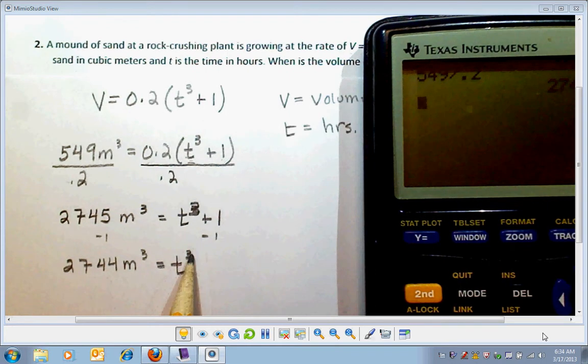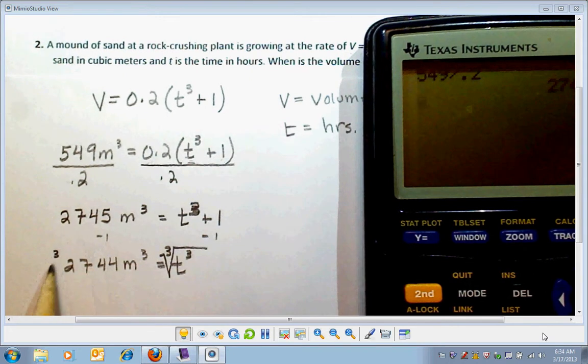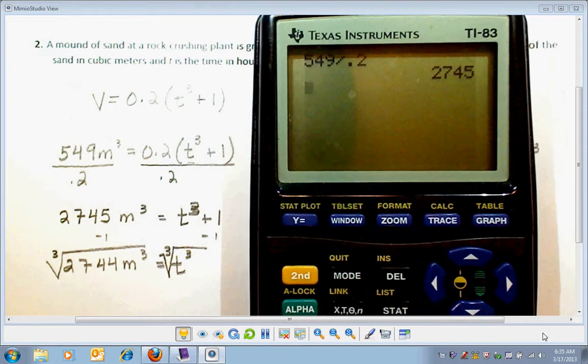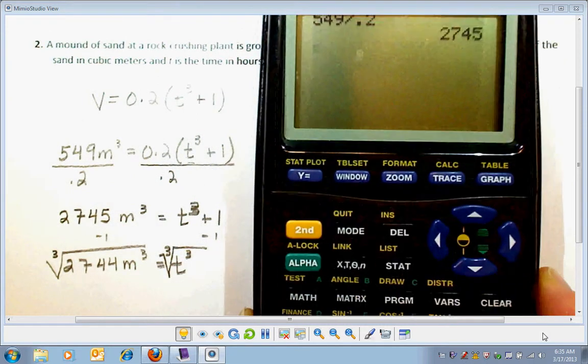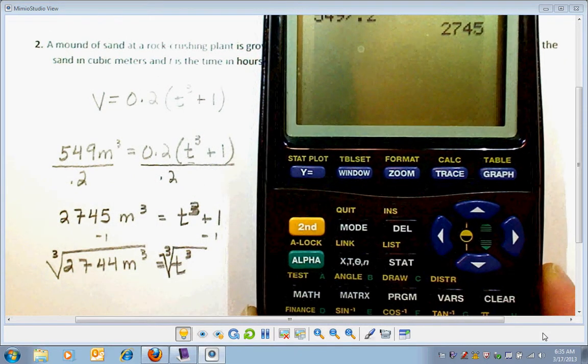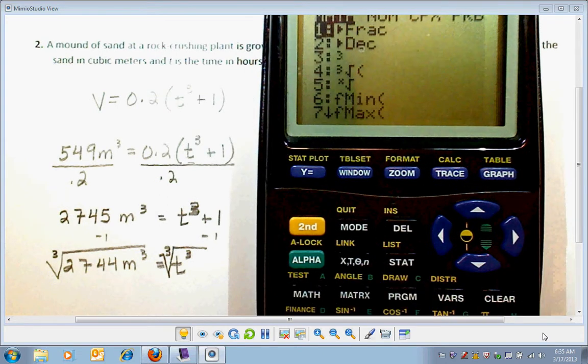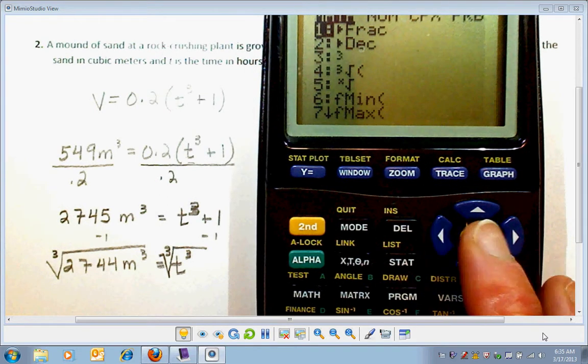So in order to undo a cube, the inverse function is the cube root. So I have to take the cube root of both sides. So I'm going to use my calculator, and I'm going to go to math. Oh, before I do that, I just realized I needed to subtract 1 from this, but that's okay.